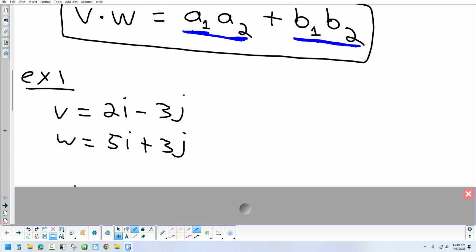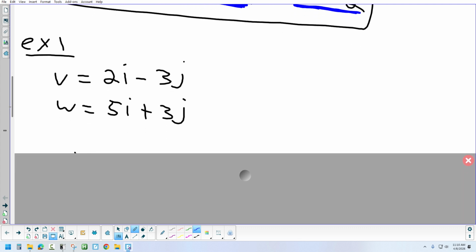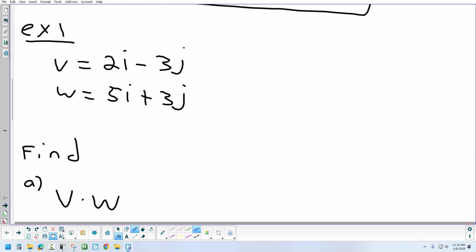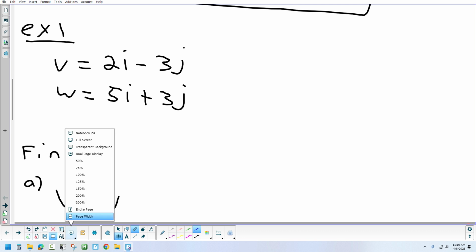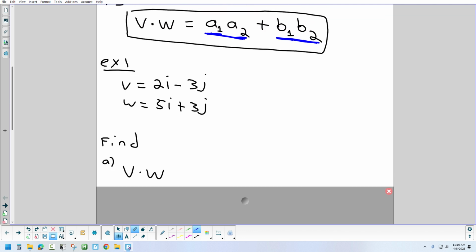All right, let's try to find the dot product here. They want us to find v dot w, the dot product between v and w. The first thing I'm going to do is set that whole thing up. You're going to have something times something plus something times something. What's going to go in the first two parentheses?